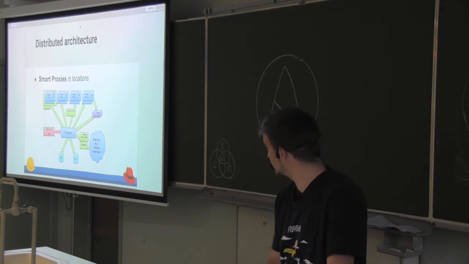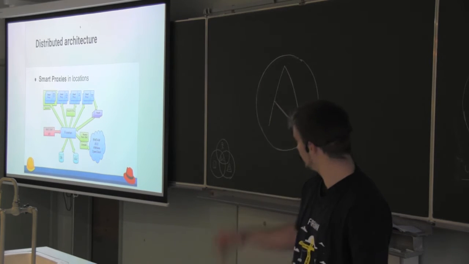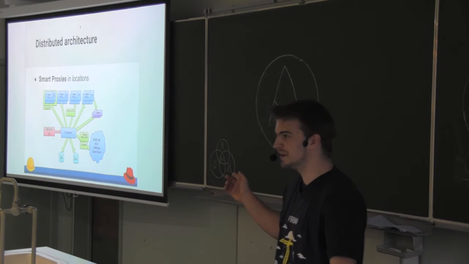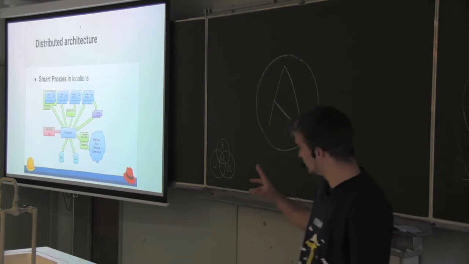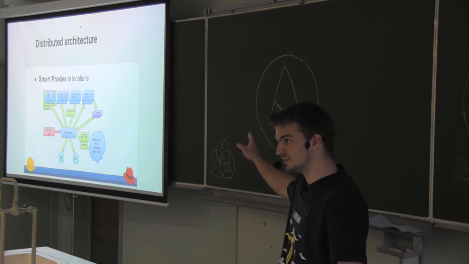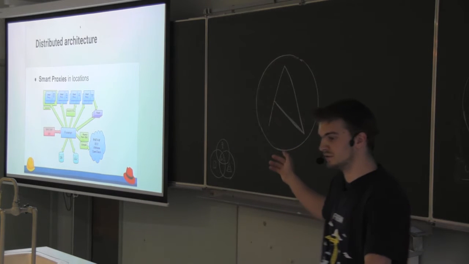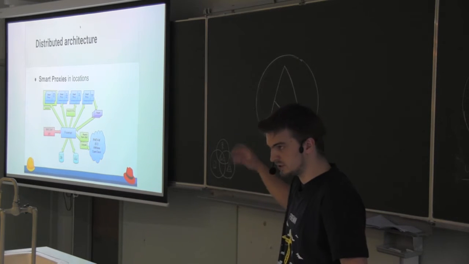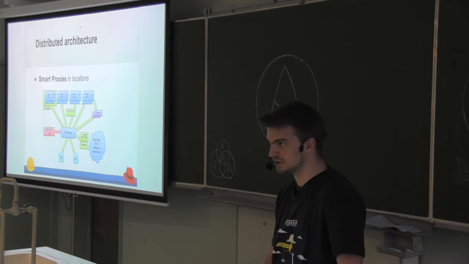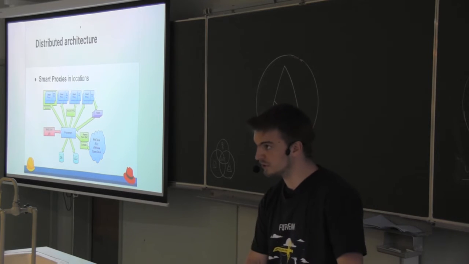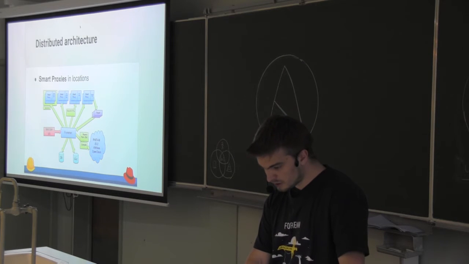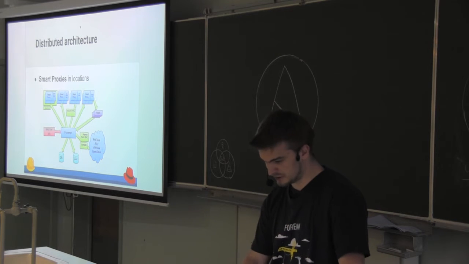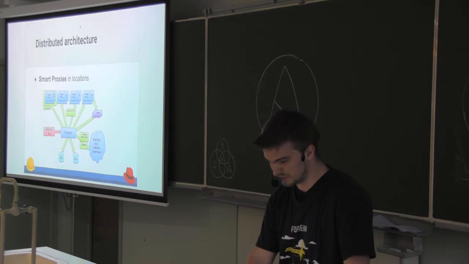But first, I will just mention one small thing. If you haven't seen this picture, you don't know Foreman. I just want to mention that we use smart proxies. If you have locations, you set up just the smart proxy, and just the smart proxy needs to see the Foreman server, and the rest of your infrastructure can be disconnected. And that's about it in this picture. If you are interested, just ask me, but I don't think we need to go through it.